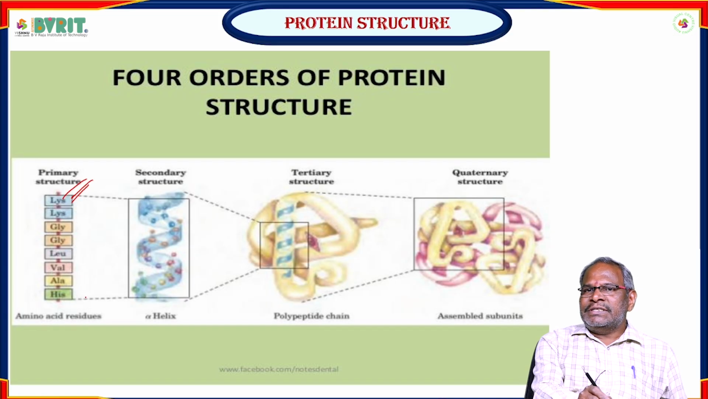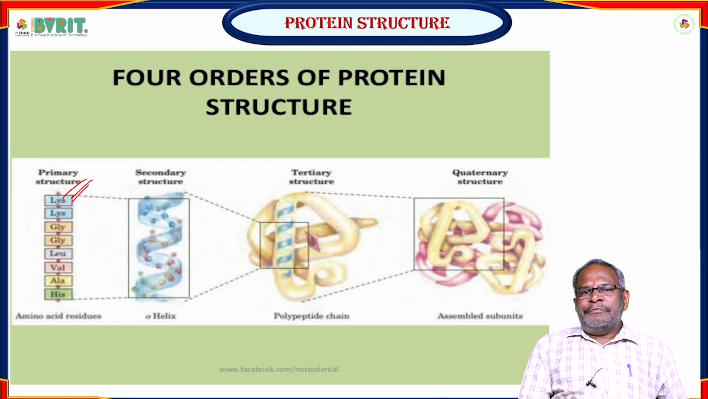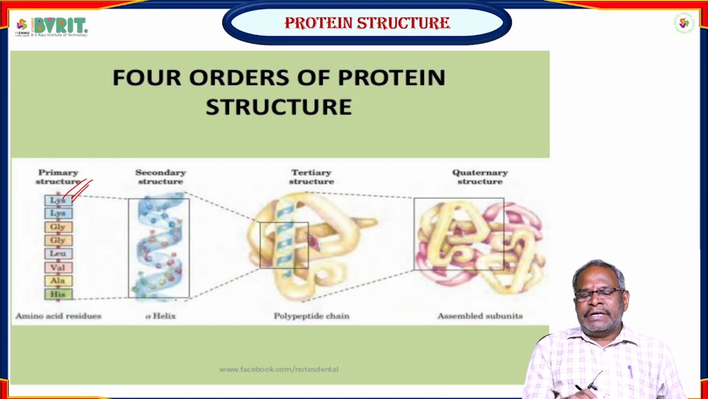The secondary structure is formed by the folding of the primary structure of the protein. That is called the secondary structure of the protein: the folding or the twisting. This produces the alpha helix and the beta formations, both of which are possible in the secondary structure.